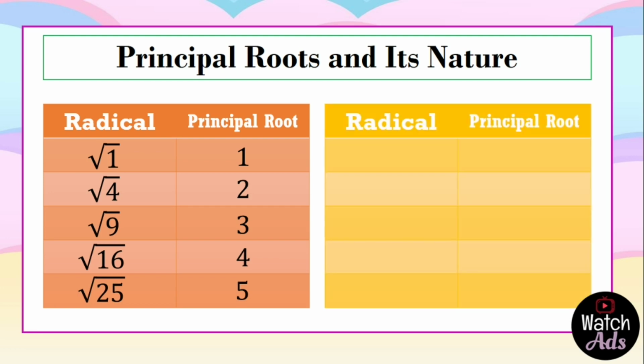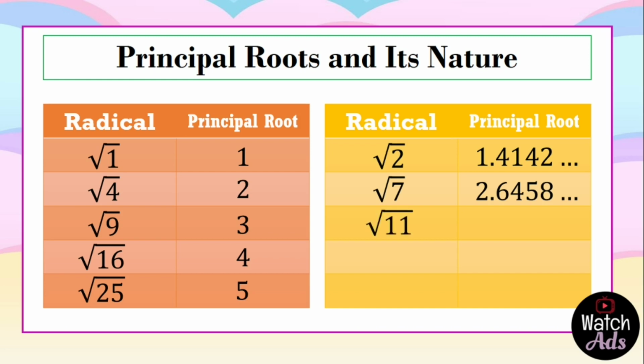But what if we have the square root of 2? 2 does not make a perfect square. Now its principal root is hard to calculate just using the original calculation method. If you're going to use the calculator, you can find it fast, but it gives us 1.4142 and so on. Another example is the square root of 7. 7 does not make a perfect square, and its principal root is 2.6458 and so on.